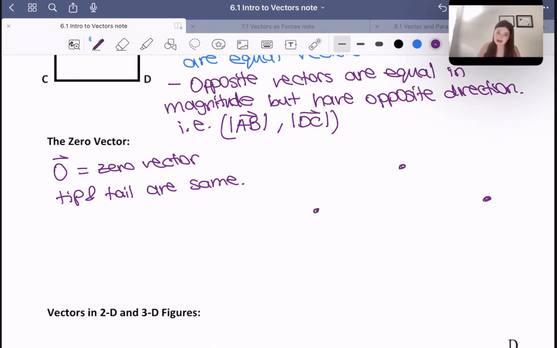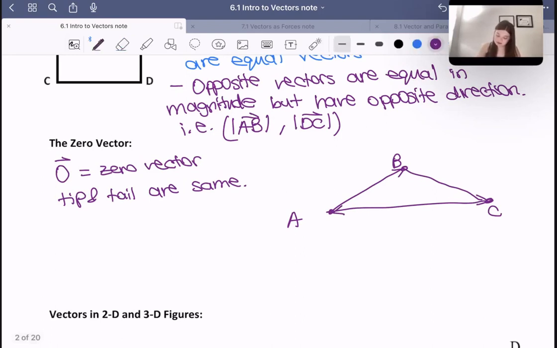Let's say we have A, B, and C, and I started at A and then I traveled to B, then I traveled to C, and then I traveled back to A again. Well, in this case, let's say we have vector u plus v plus w. In this case, vector u plus vector v plus vector w is equal to the 0 vector because I ended up in the same exact spot, right? That's the reality. I ended up in the same exact spot, so 0 vector, right?